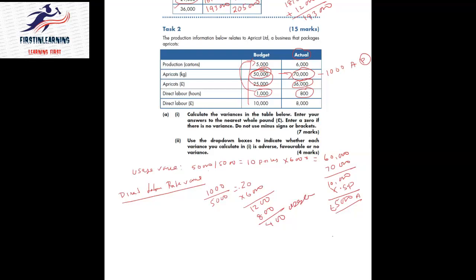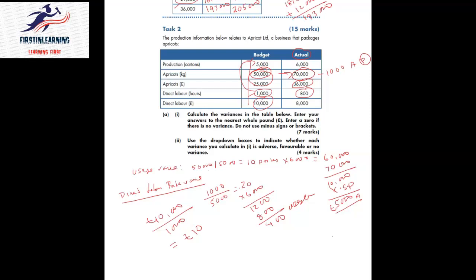Now let's look for the price. We paid 10,000 pound for the labor, for 1,000 labor hours, so we paid 10 per labor hour.